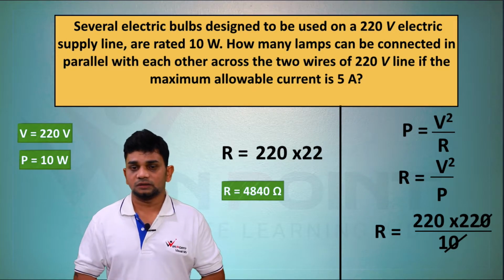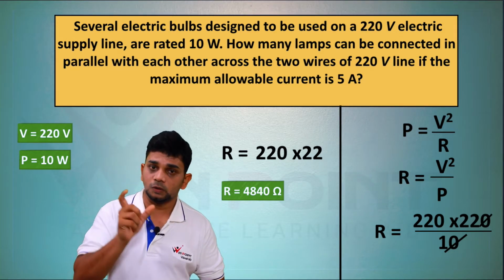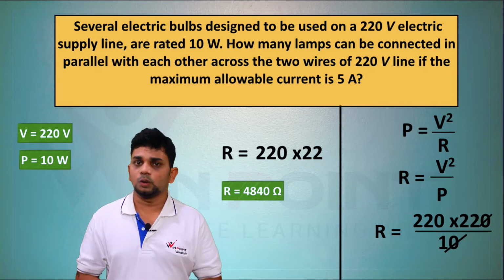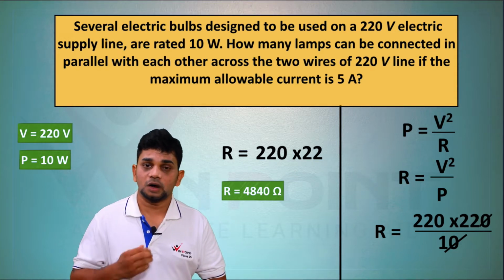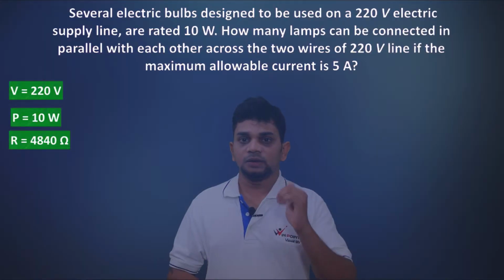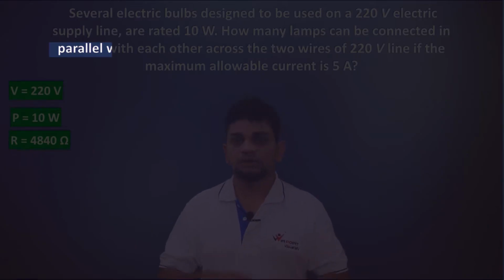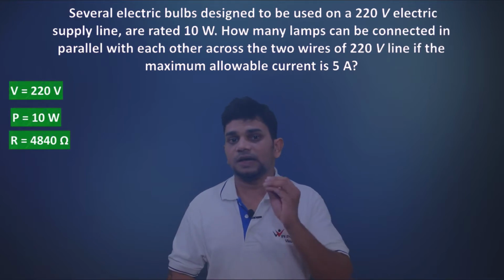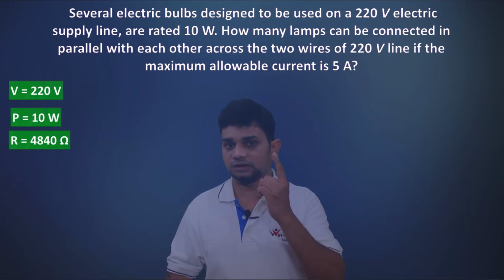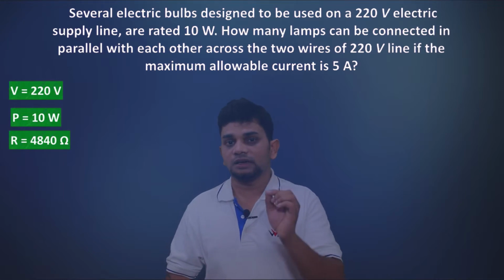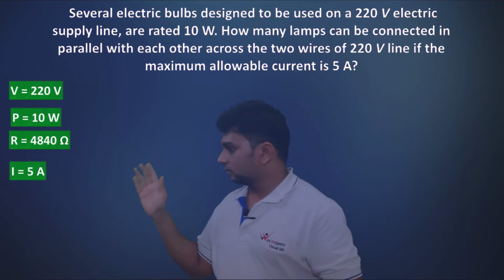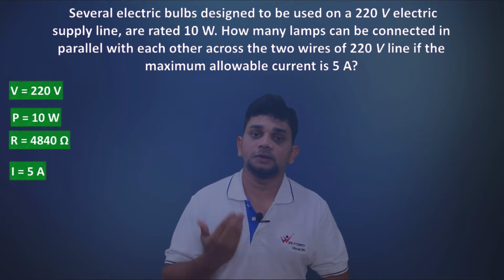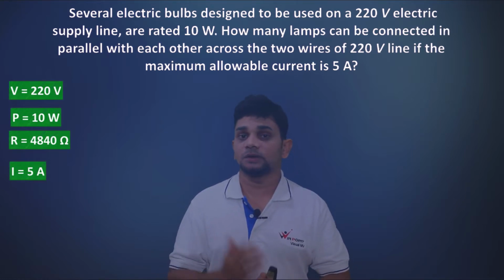Here the question is, we are applying the voltage of 220 volt and the maximum current should be 5 ampere. That is the allowable current. How many resistors, how many bulbs do we need? And we know that it is in parallel connection, because it is clearly mentioned in the question. The value of one resistance is 4840 ohm. Here the value of I is also given, I is equal to 5 ampere. Now we are going to find the effective resistance. How can we find the effective resistance?